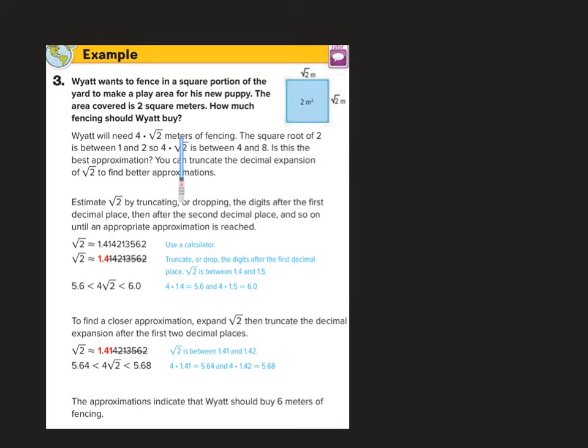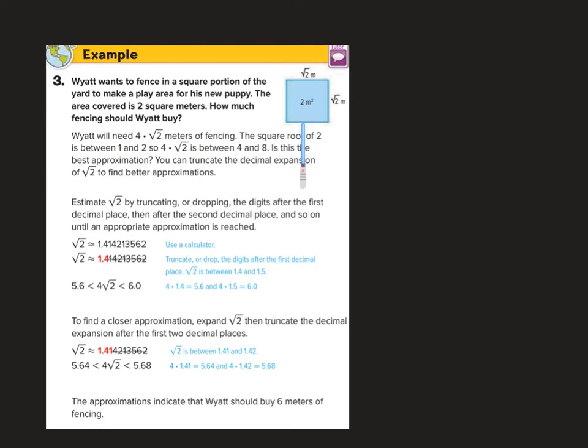So today we're going to be looking at estimating roots in an applied sense. So we'll be working through some word problems. So let's get started with number 3. Wyatt wants to fence in a square portion of the yard to make a play area for his new puppy. The area covered is 2 square meters. How much fencing should Wyatt buy?